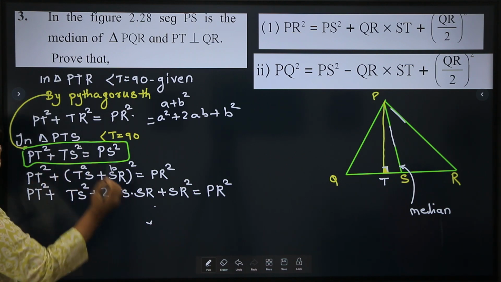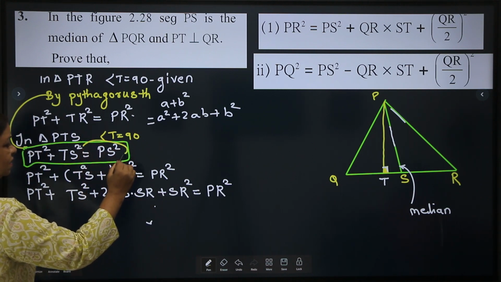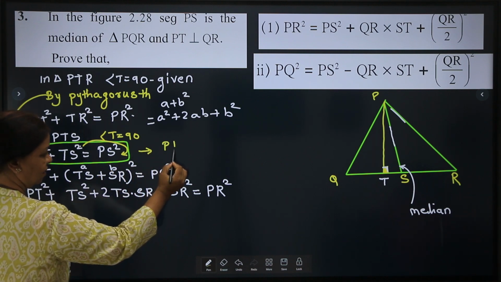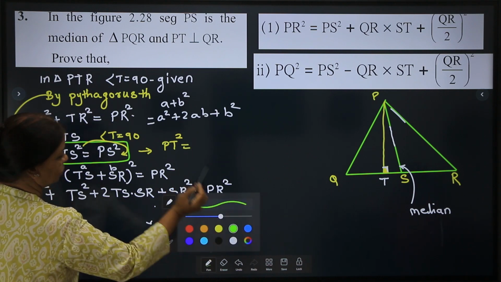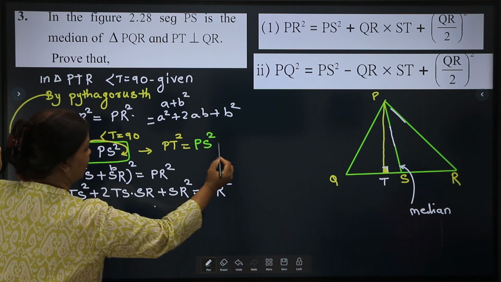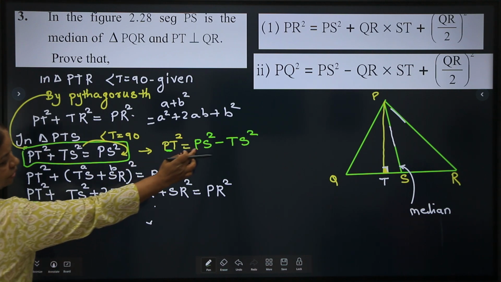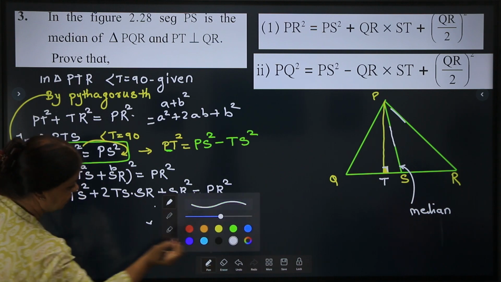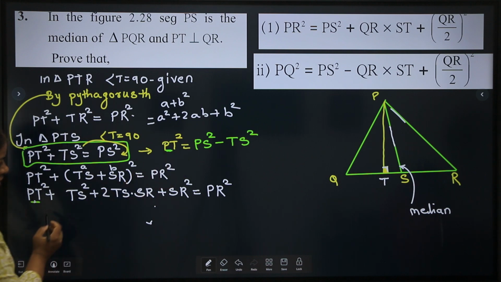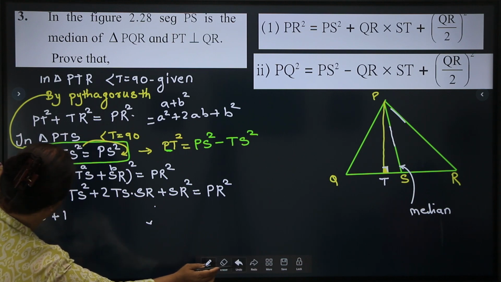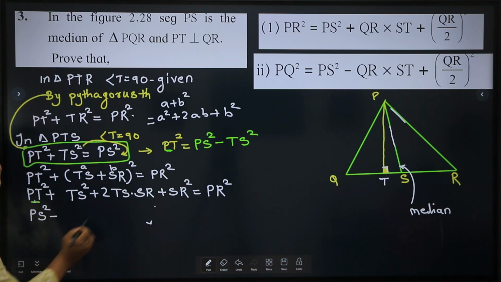Now here what we will do, we will shift TS this side and we will find the value of PT, because already we have PT here. So PT square is equal to PS square minus TS square. I shifted TS, so it will be TS square. I have PT square here in this case, and PT square value is PS square minus TS square. So let me place that value here. What will I get? In place of PT square, I am placing its value. So PS square plus TS square, PT square value is what? PS square minus TS square.